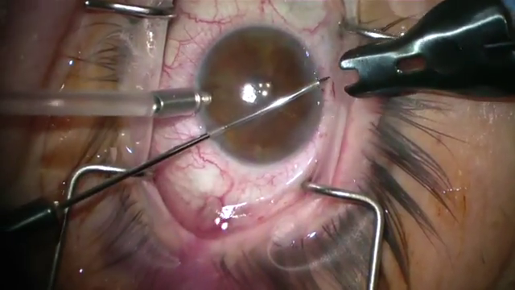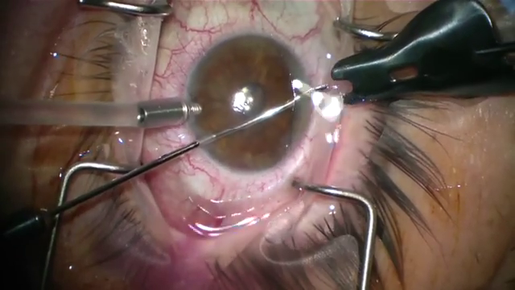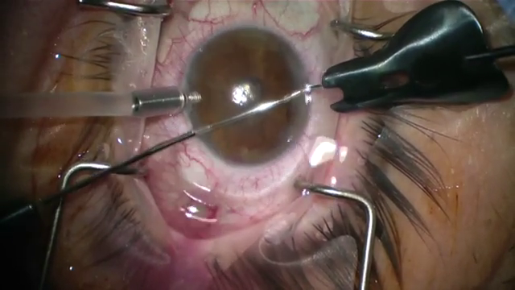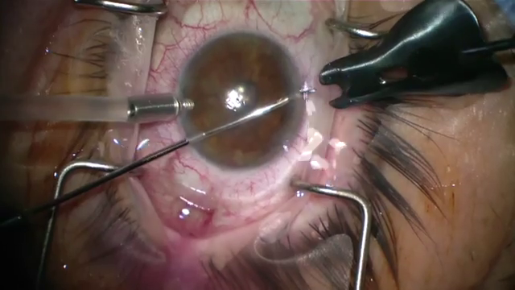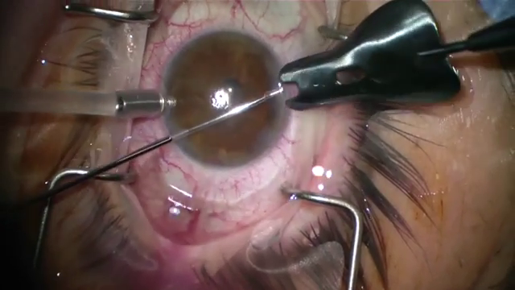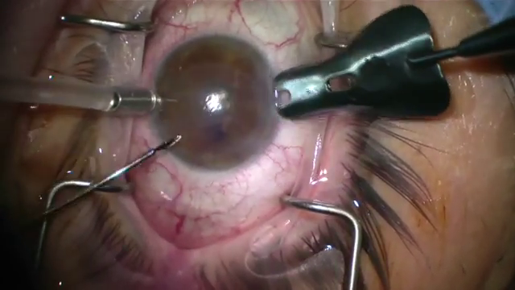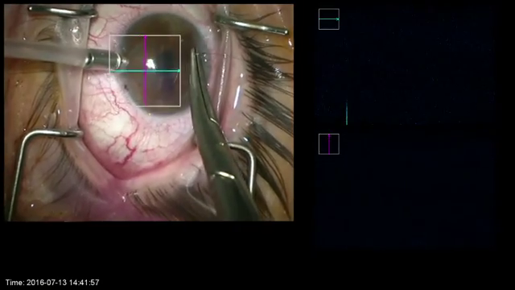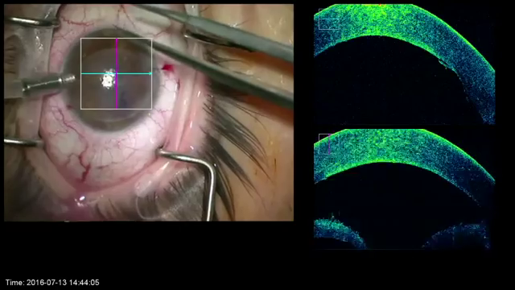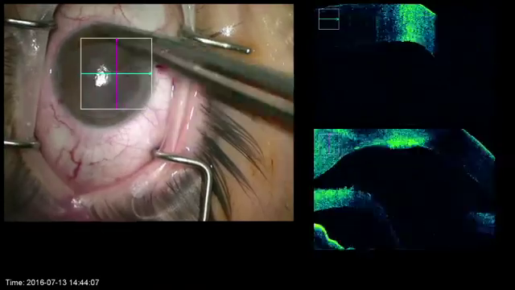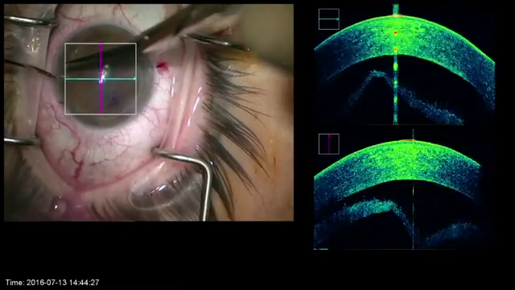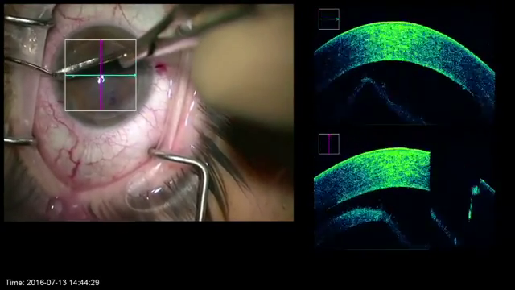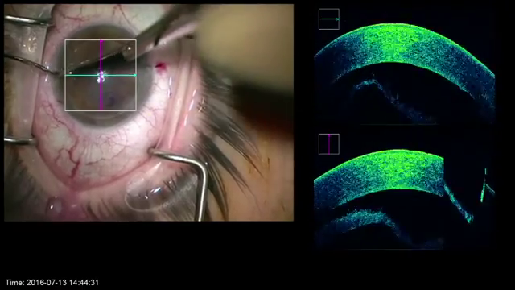In this second case, I'll show the DSAEK steps beginning with the insertion of the graft with the Busin glide and the Tan forceps. A suture is placed to close the wound. The AC maintainer is removed and a small peripheral iridectomy is constructed with the Tan forceps and Vannas scissors to avoid postoperative pupillary block.